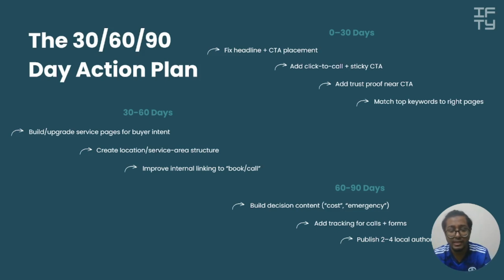This is interesting. This is the 30, 60, 90-day action plan. Audits without action plans are useless. So here's exactly what I recommend. Day 1 to 30 is quick wins first. Fix the headline and CTA placement on the service pages. Add click to call and a sticky CTA on mobile. Then add trust proof like reviews and certifications right next to the contact button. Match top keywords to the right type of page.